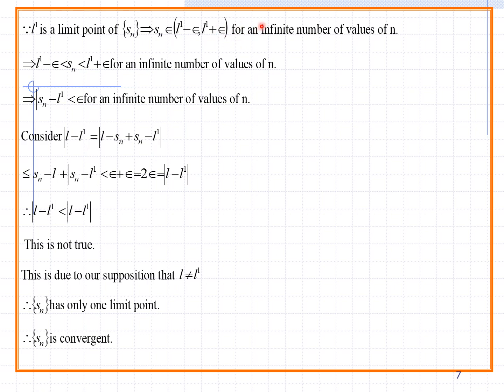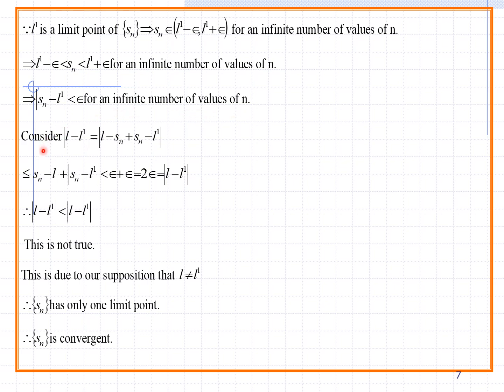With the two numbers existing, you can subtract epsilon or add epsilon. So L dash minus epsilon less than Sn less than L dash plus epsilon. This is the lower value and this is the upper value. Sn lies between the lower and upper values, which is called bounded, for an infinite number of values of n. So how can we write this? It is nothing but modulus Sn minus L dash less than epsilon for an infinite number of values of n.